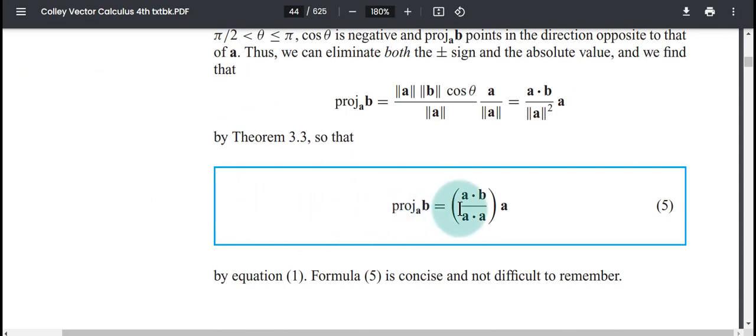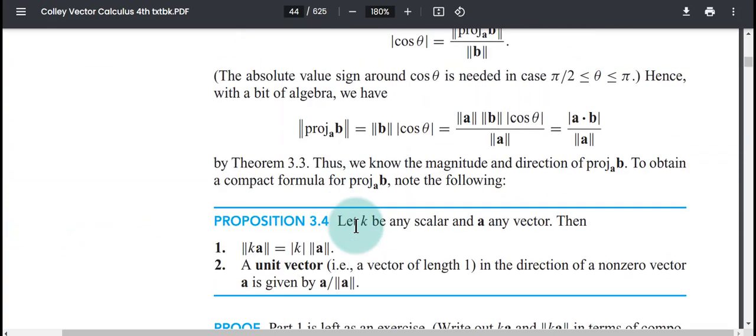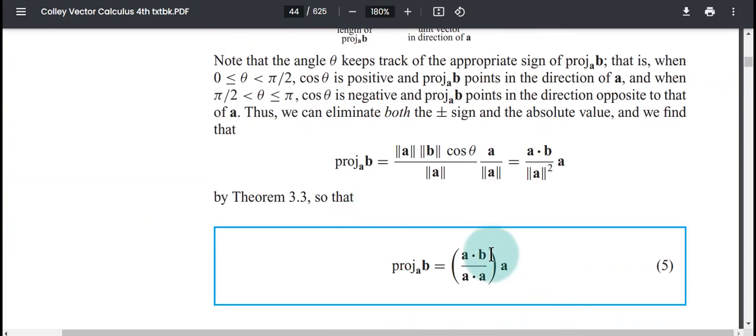They say that this is not difficult to remember. Well, I'm not sure about that, but maybe you'll remember it. Anyway, the concept is important: the projection of one vector onto another, and the formula, after we've proved it, looks like this. Again, this is in the direction of A multiplied by this scalar. Okay, that's all we're going to do, so we'll stop.